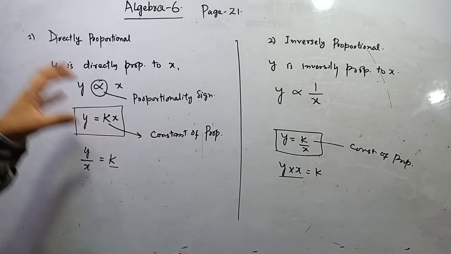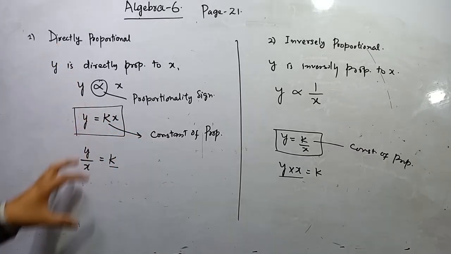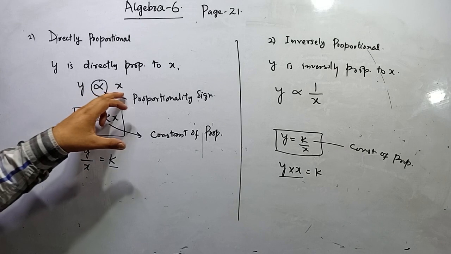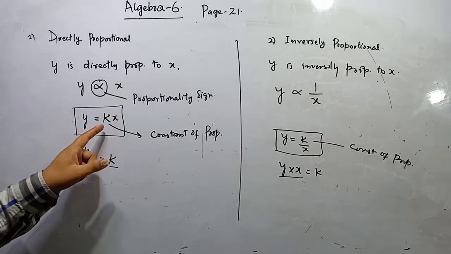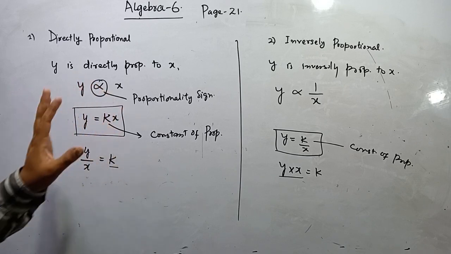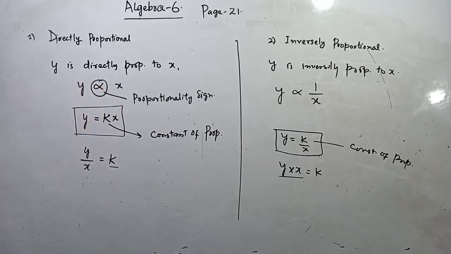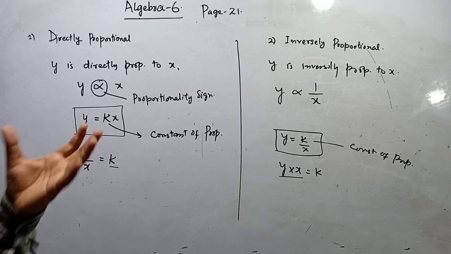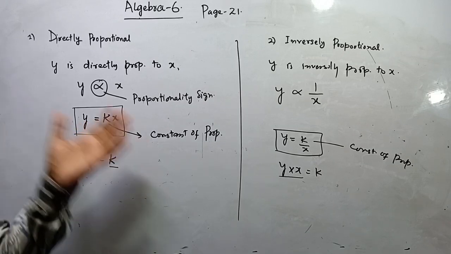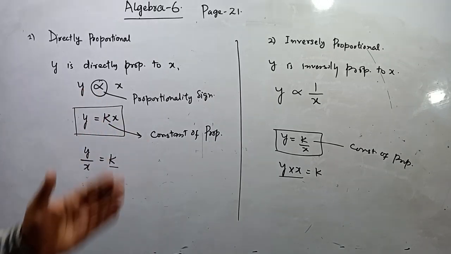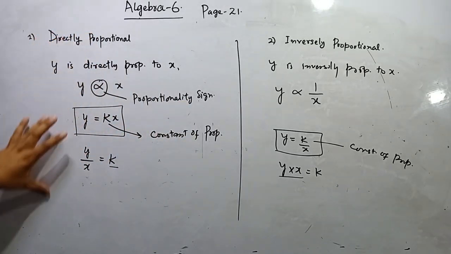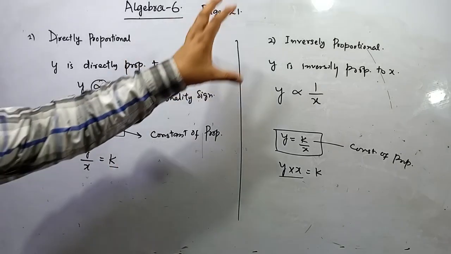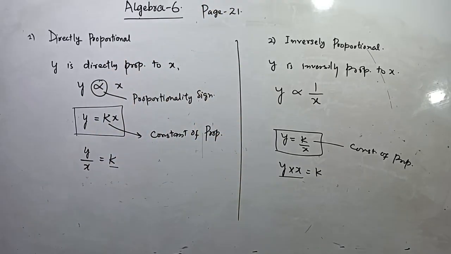So what we are going to do is, if the first quantity is directly proportional to the second, then removing the proportionality sign we will write kx. Then we will find the value of k. Once we find the value of k, we will get the formula. Let's do the exercise, then we will understand all the things. First, you should understand what we are doing in directly proportional and what we are doing in inversely proportional.